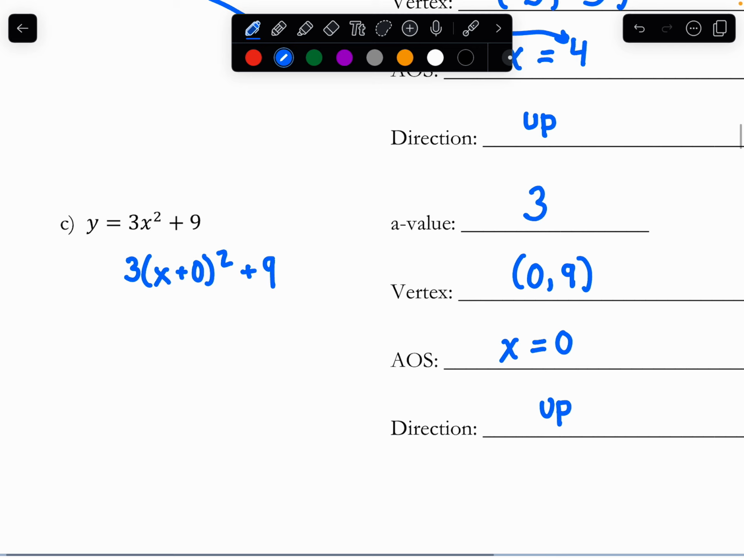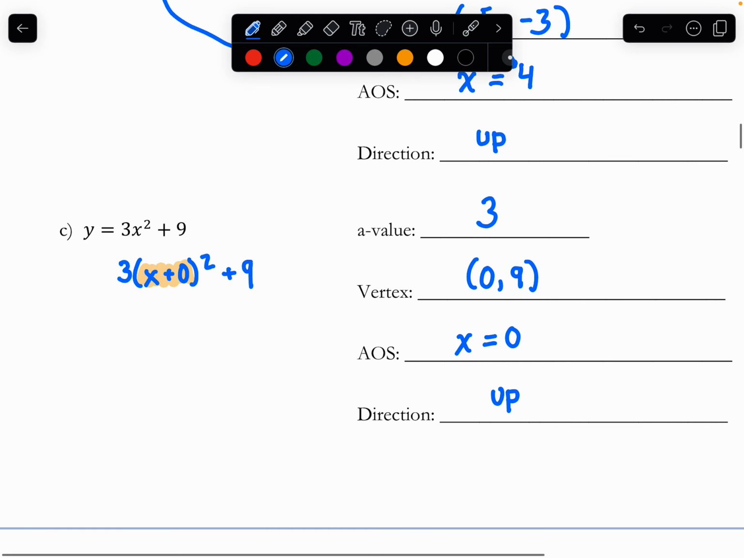Now, my vertex is a little tricky here. There is nothing inside of there. So you can see here I expanded that out. That's like x plus 0. So that's where I get the 0, 9. So it's not a 1, 9. It's a 0, 9. My axis of symmetry is x is equal to 0. And my direction, it opens up because the A is positive.